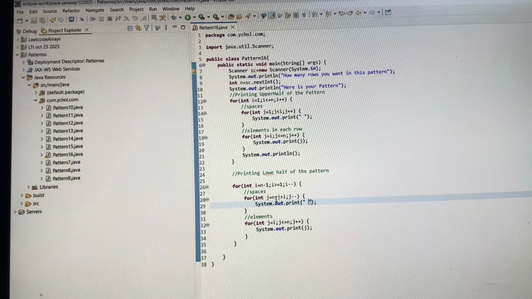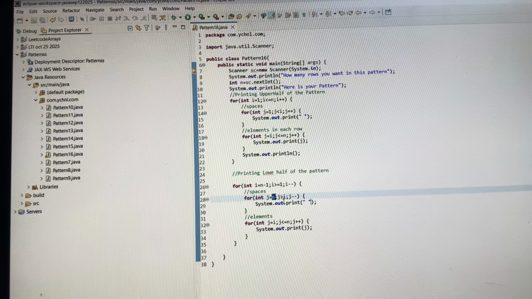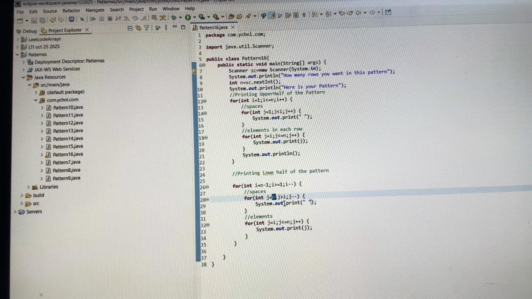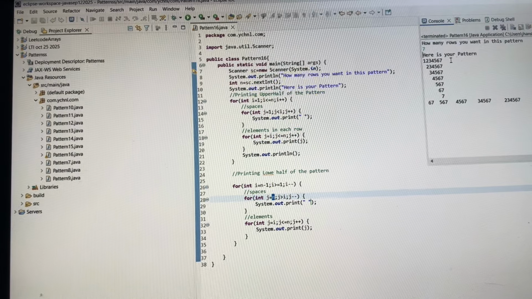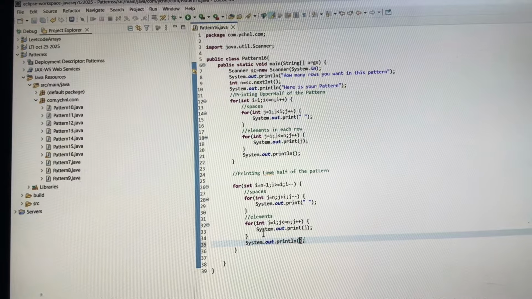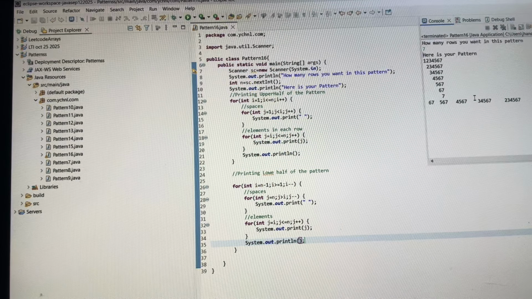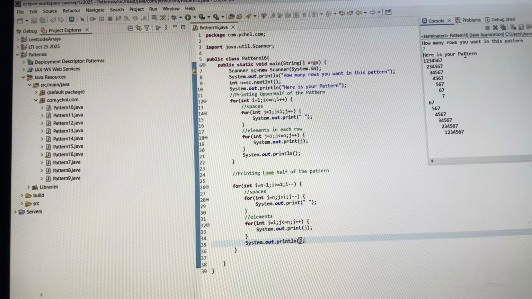So j is equal to 7, it will become 7 greater than 6, right? We will see how the output pattern will come now. Now we have to enter the next row, that's why I'm writing System.out.println. So again I'm running the program. So what happened now?